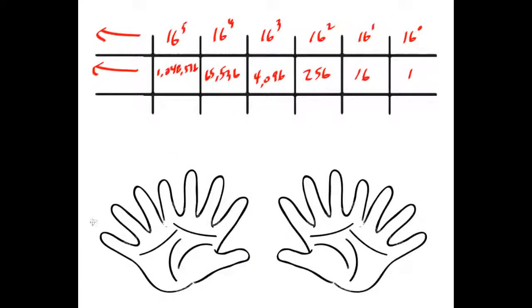Alright, let's try hex next. You guys ready? 1, 2, 3, 4, 5, 6, 7, 8, 9, A, B, C, D, E, F, 10, 11, 12, 13. So 13. 1 set of 16 and 3 ones.